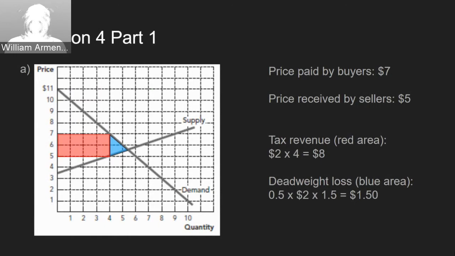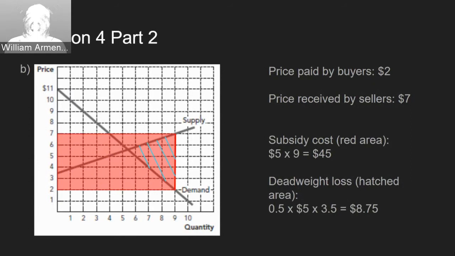And then the deadweight loss is the blue triangle, and that is 0.5 times 2 times 1.5, which is $1.5. For part B, it asks if a $5 subsidy was imposed, what price would buyers pay and what price would suppliers receive? So to make that work with this graph, the price paid by buyers would be $2 and the price received by sellers would be $7.